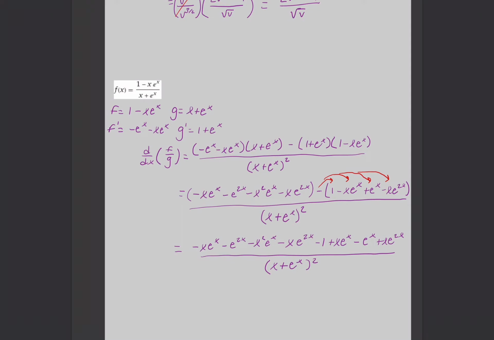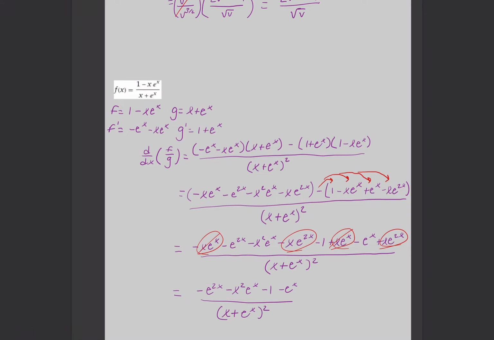Now we should get some cancellation. So this term and this term will cancel, and this term and this term will cancel. So what we're left with on the top is negative e to the 2x minus x squared e to the x minus 1 minus e to the x, all divided by x plus e to the x squared.